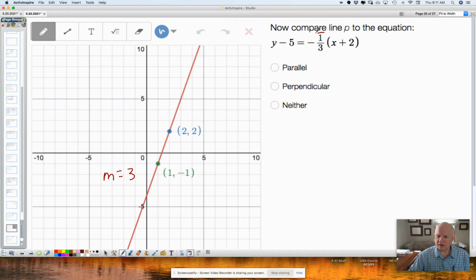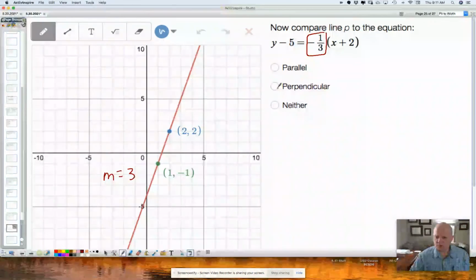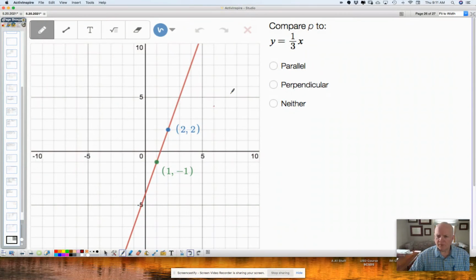The slope of this line, this is in the point-slope form, is the opposite reciprocal. This would be perpendicular to this given line. Slope is 3. This is 1/3. It's the reciprocal, but it's not the opposite. So this is neither parallel nor perpendicular.